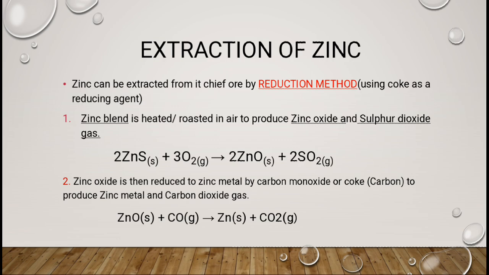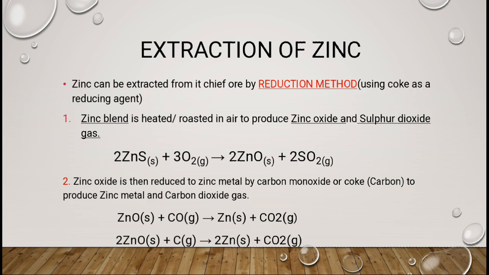Aside from this equation, we have this one, in which we use carbon. So we have 2 zinc oxide, plus carbon, producing zinc metal plus carbon dioxide. Now zinc is alone on the product side of the equation. So now this equation shows that zinc metal has been extracted.